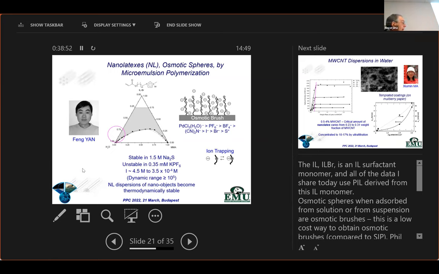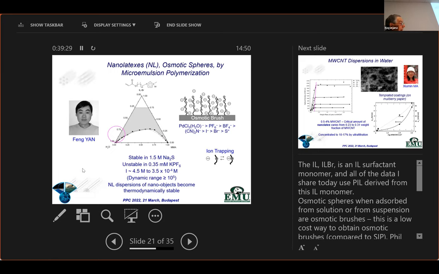Anyway, these nanolatexes are destabilized by hydrophobic anions. With sulfide, and I already mentioned bromine and chloride, they love water. They have a very, very large dynamic range, going from water loving to water hating. This is because you can absorb these nanolatexes onto almost whatever you please from suspension.